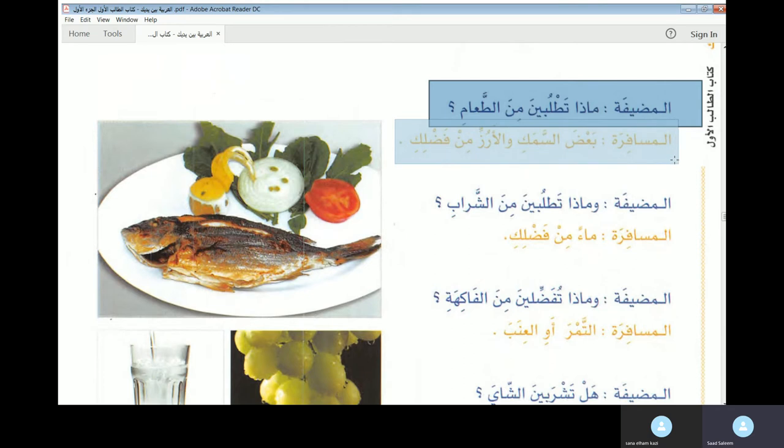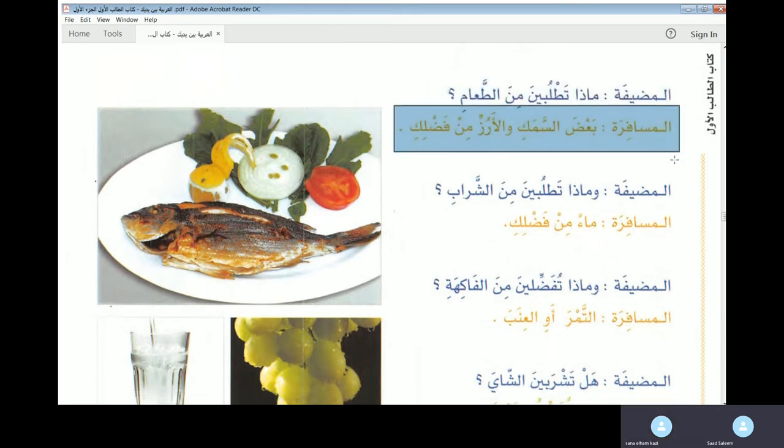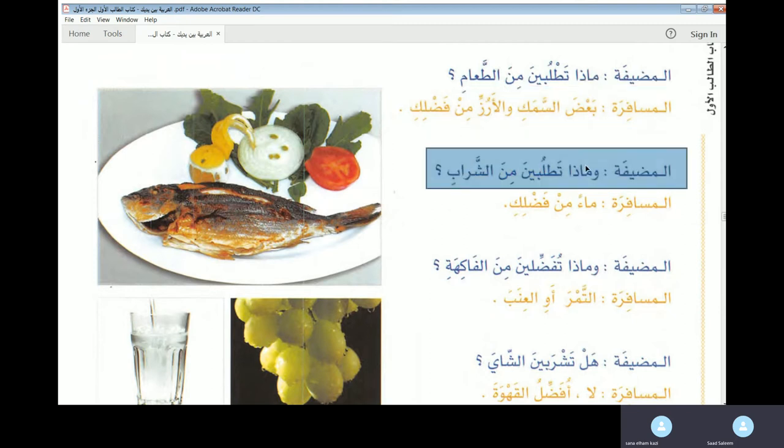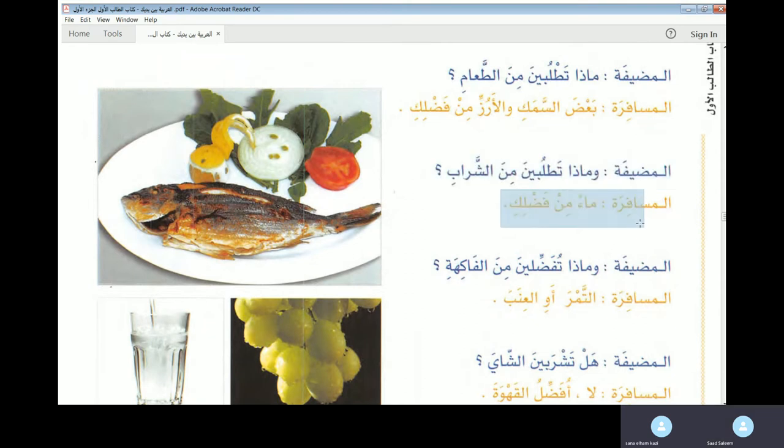Mr. Mujaddad, you also read. Okay. Ba'd as-samak wal aruzz min fadlik. Some fish and rice, please. Wa maza tatlubina min ash-sharab? And what do you want from the drinks? Again, sharab is one single drink. What do you call plural drinks? Sharaib.